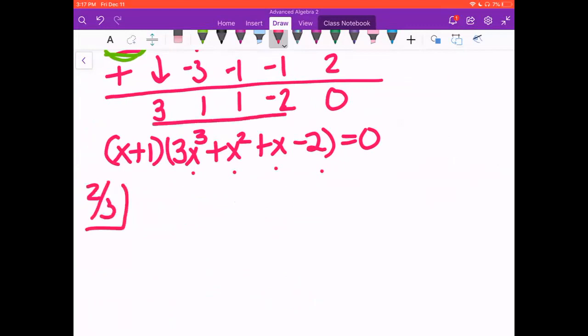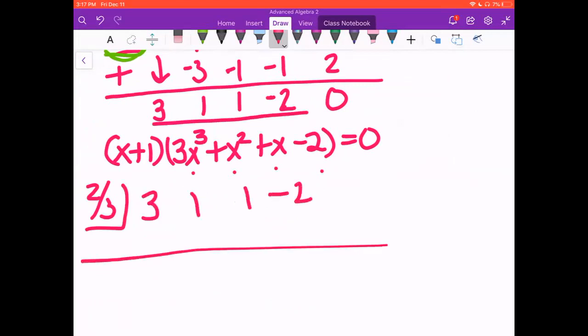I'll use my new coefficients, 3, 1, 1, -2. Bring down the 3. 2/3 times 3 is 2. 1 plus 2 is 3. 2/3 times 3 is 2. 1 plus 2 is 3. 2/3 times 3 is 2. -2 plus 2 is 0.